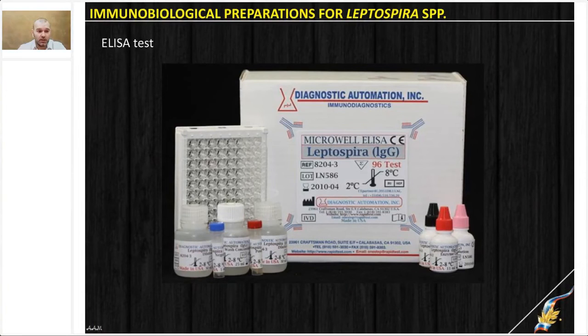It is an ELISA test, a 96 microwell plate with pre-absorbed antigens of Leptospira. After several steps of preparation, you need to add a specimen from the human body, and if antibodies against Leptospira are present, they will form a complex, and the color of the solution in the well will change.